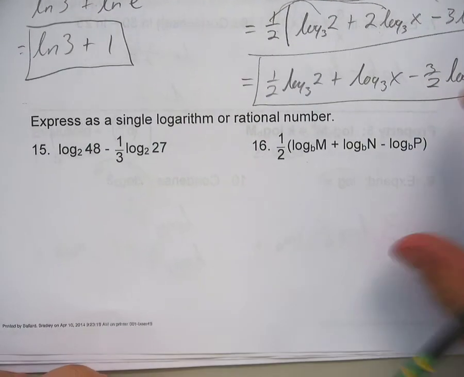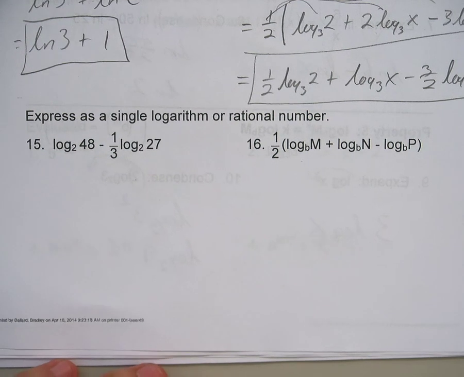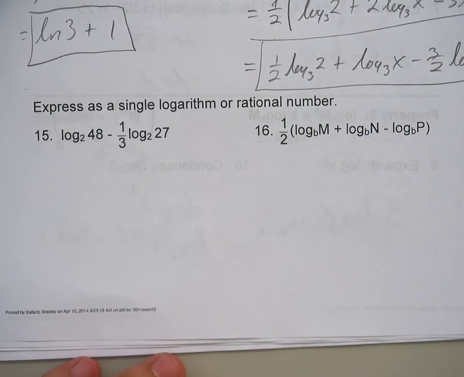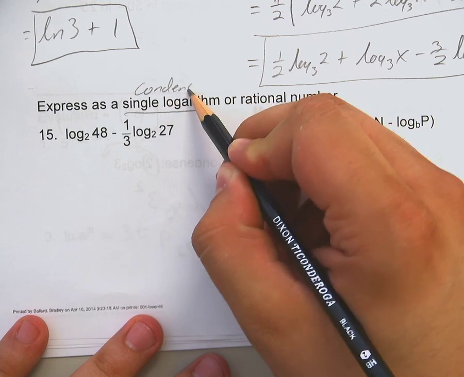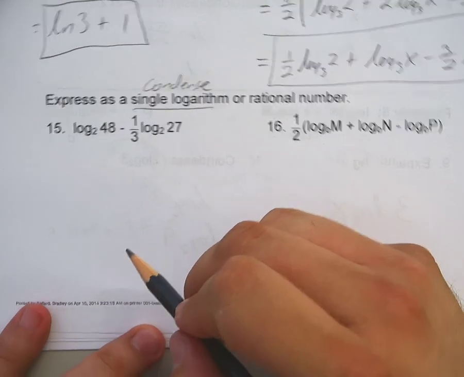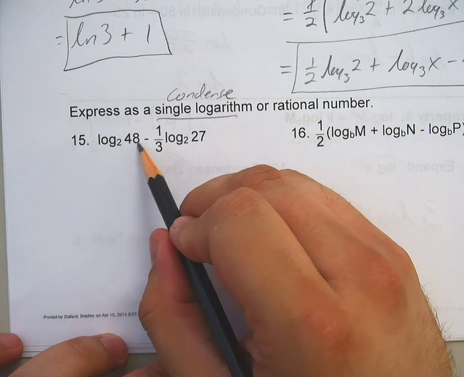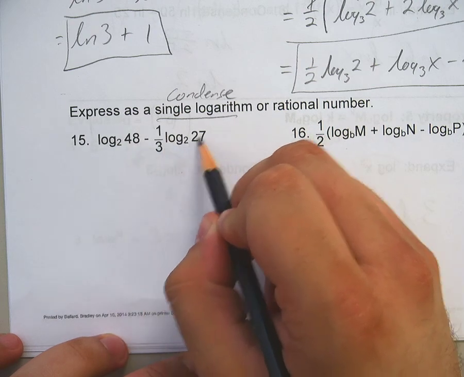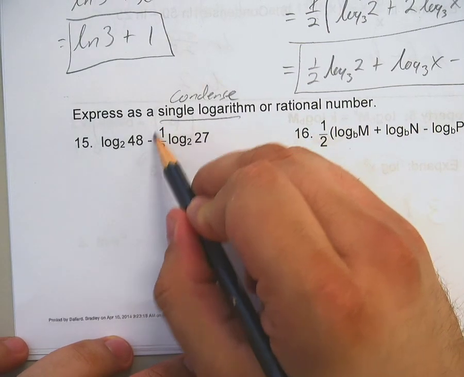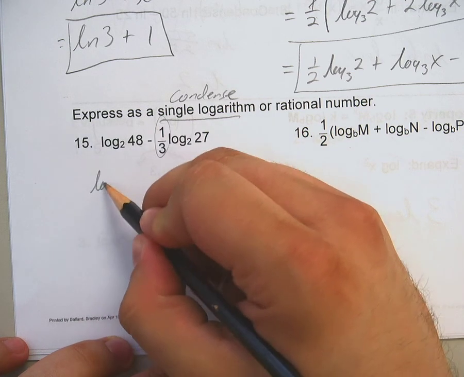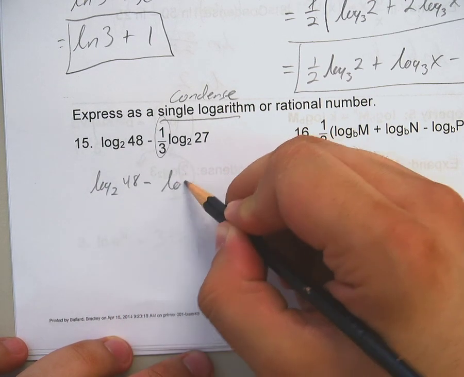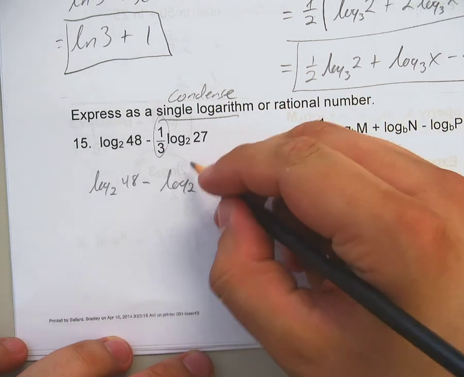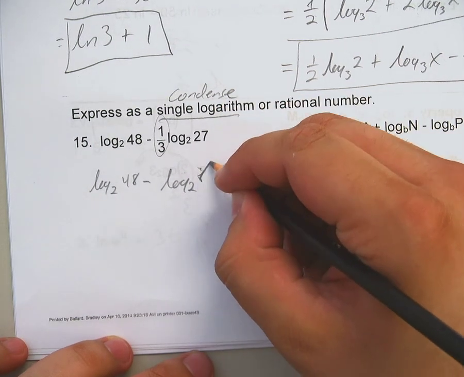All right, so number 15 says express as a single logarithm or rational number. In other words, condense. So I've got log base 2 of 48 and 1/3 log base 2 of 27. So what I'm going to do is exponents first. Log base 2 of 48 minus log base 2, and this is the cube root of 27.